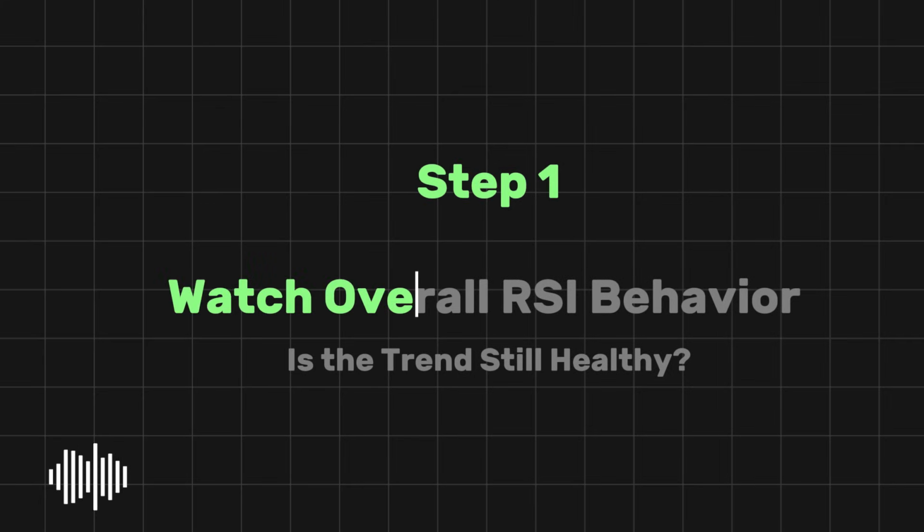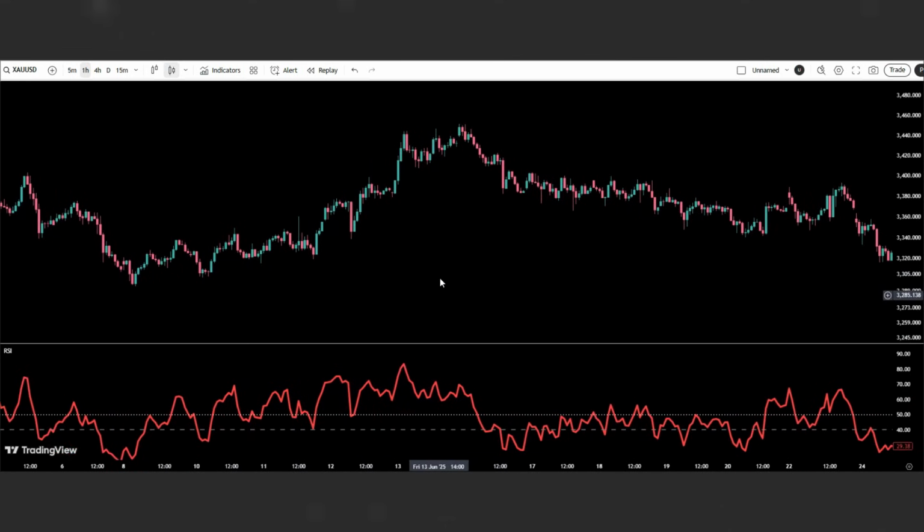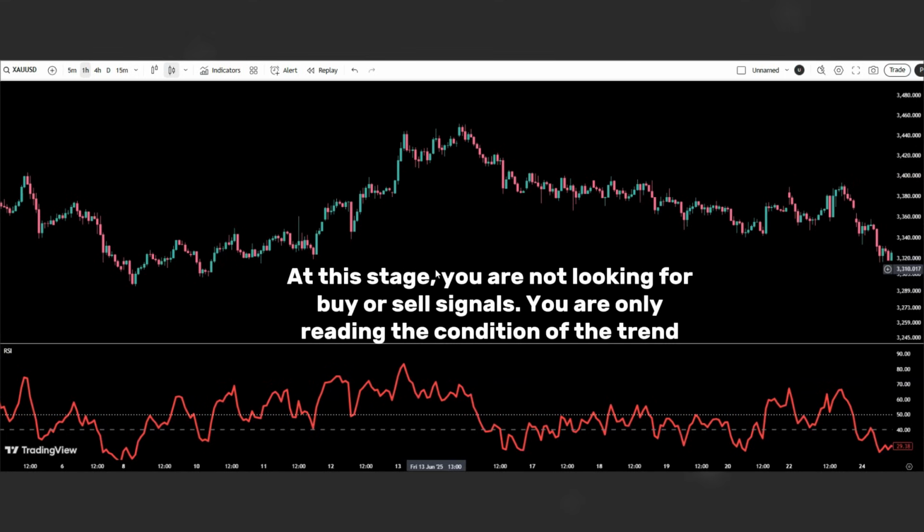Step 1. Watch overall RSI behavior. Is the trend still healthy? The first step is to watch the overall behavior of RSI and decide whether the trend is still healthy or is starting to break down. At this stage, you're not looking for buy or sell signals. You're only reading the condition of the trend.